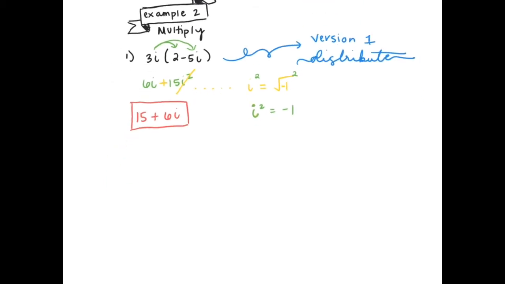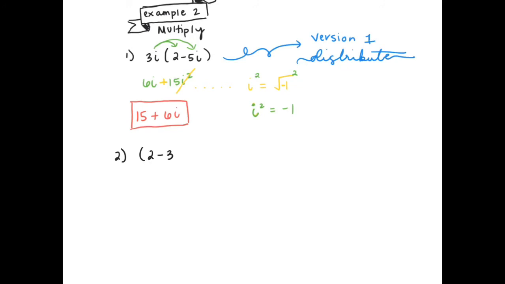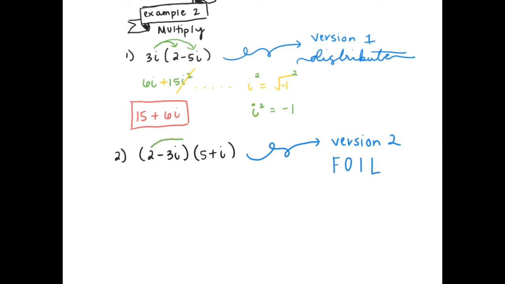Now, for example 2, I'm going to show you a second version because the multiply piece is not new. i is the only new part. So this time, let's take a look at 2 minus 3i and multiply that by 5 plus i. This one's version 2. This time, we're going to FOIL. FOIL stands for first, outer, inner, last. So when we multiply our first terms, we've got 2 times 5, which is 10. When we multiply our outer terms, I have 2 times i, which is going to give me 2i.